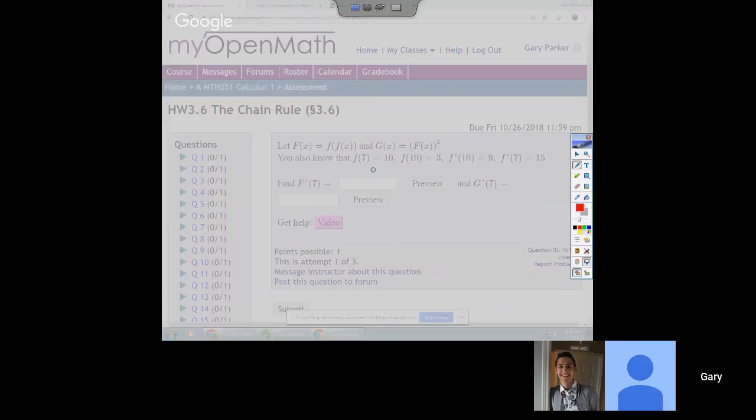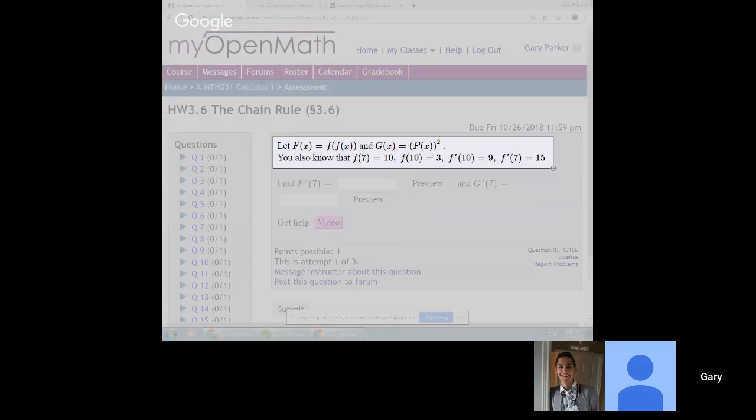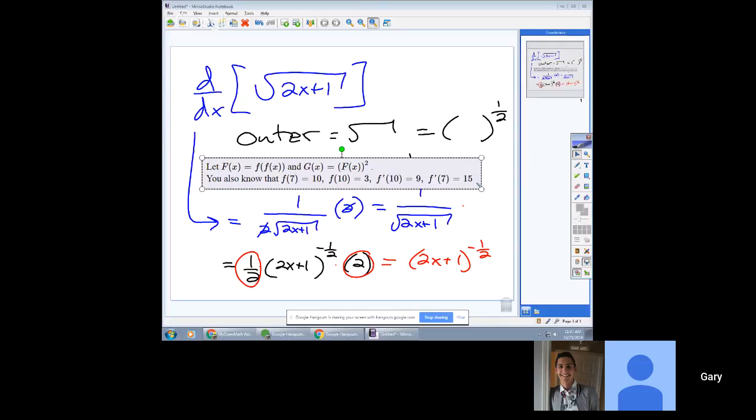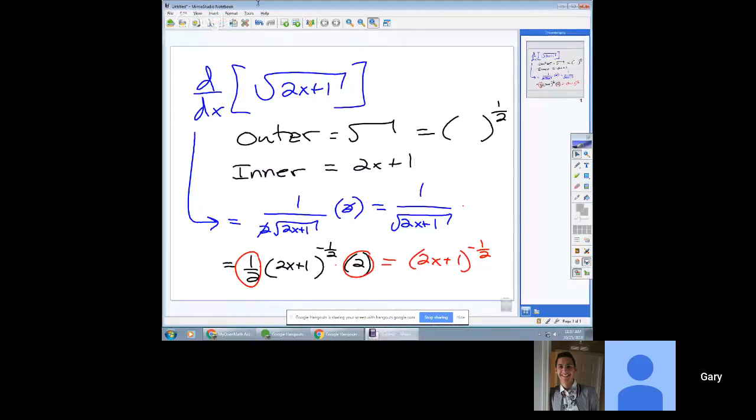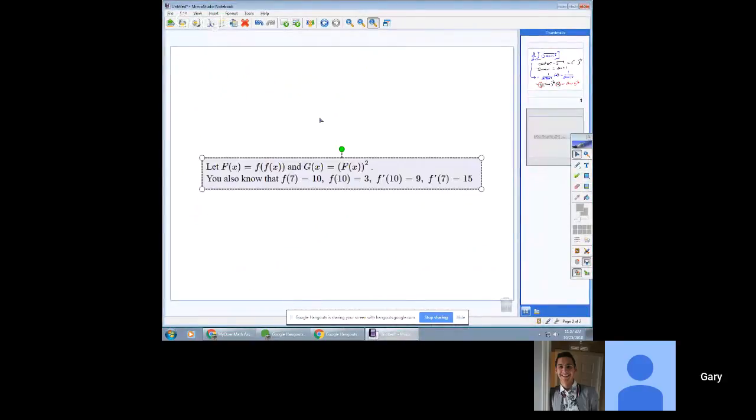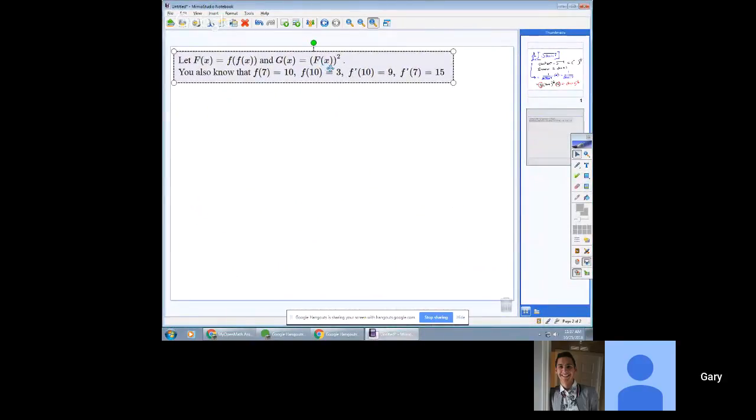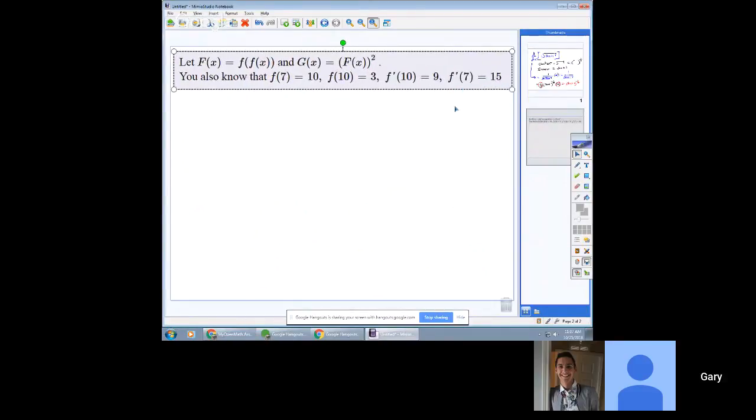Screenshot. Initial information. So this is a puzzle. We can do it though. A little bit bigger. So ultimately we want to know what F prime of 7 is, so that's our goal. Let's see if we can find what F prime of x is.